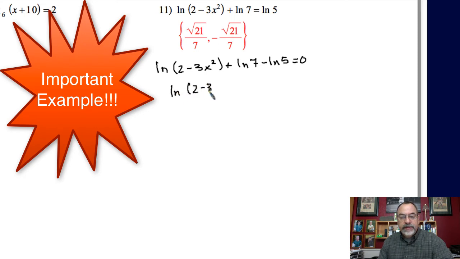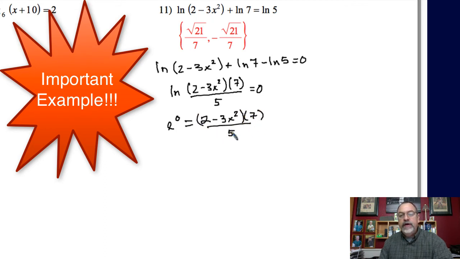So we have 2 minus 3x squared. Plus means times, so it's going to be times this 7. Minus means divided by this 5 is equal to 0. So now that we have a single logarithm, we're going to change it to its exponential, or do the inverse of that. So the base here is e, and the exponent is 0. E to the 0 is going to give me this value over here, times 7 divided by 5.